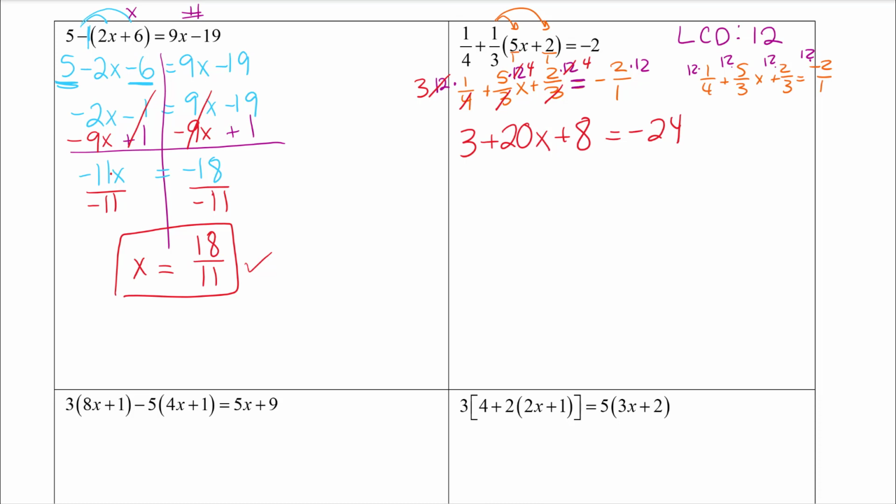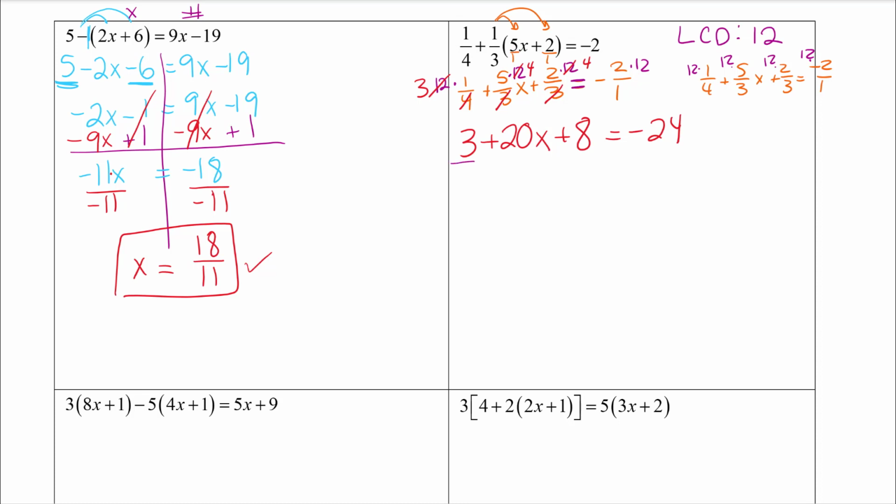What you could do is do 12 times 1 is 12, divide by 4, and that still gets you 3. So just multiply the tops. 12 times 5 is 60. 60 divided by 3 is 20. 12 times 2 is 24, and 24 divided by 3 is 8. And 12 times -2 is -24, and -24 divided by 1 is -24. So there's another way of doing it without all of the slashing that maybe is a little bit neater. Either way, it still works.